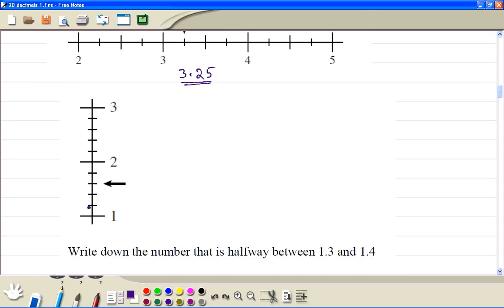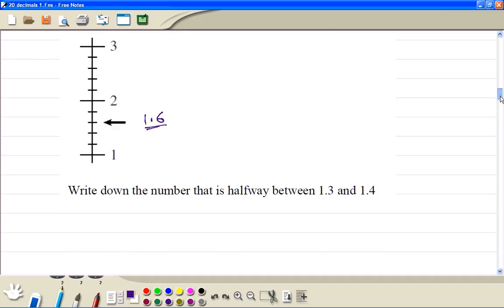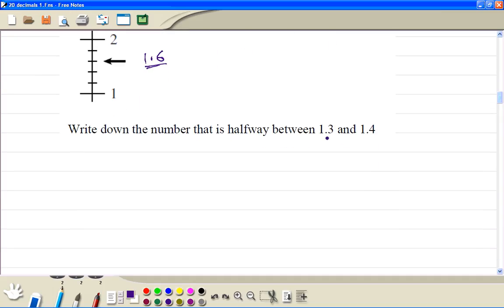Here the whole number is divided into 1, 2, 3, 4, 5 parts. That means each part is 0.2. So the numbers here are 1.2, 1.4 and 1.6. If you're looking for a number between 1.3 and 1.4, when you add them, you then divide the answer by 2. So taking the average, 2.7 divided by 2 is 1.35.